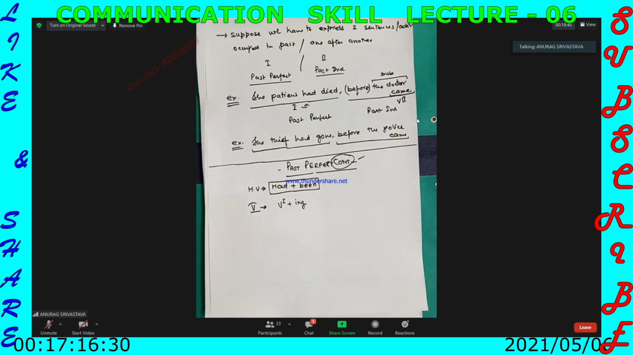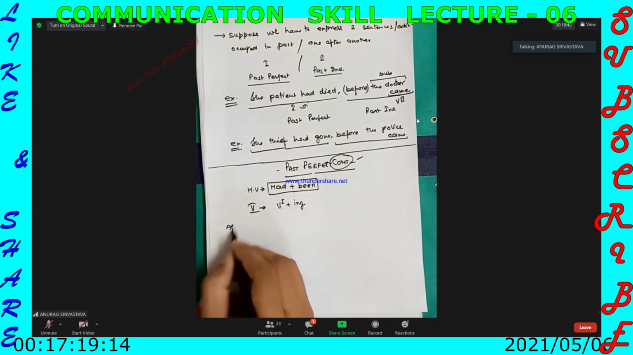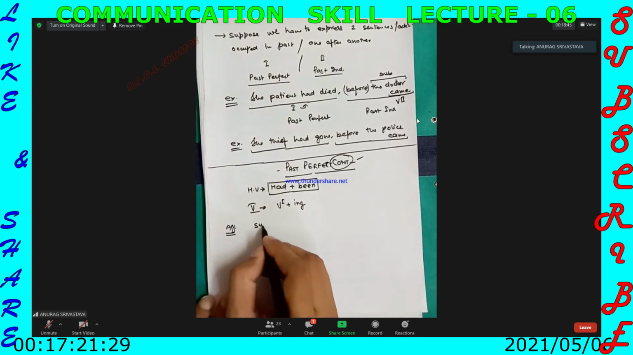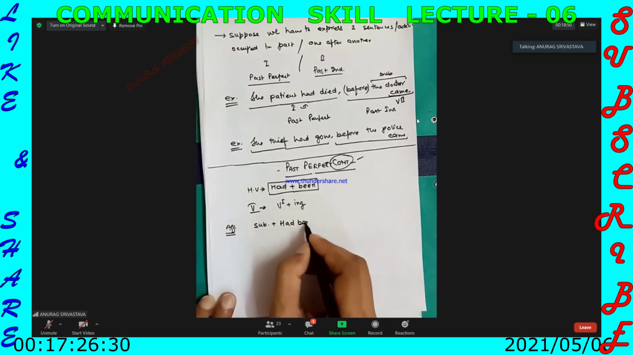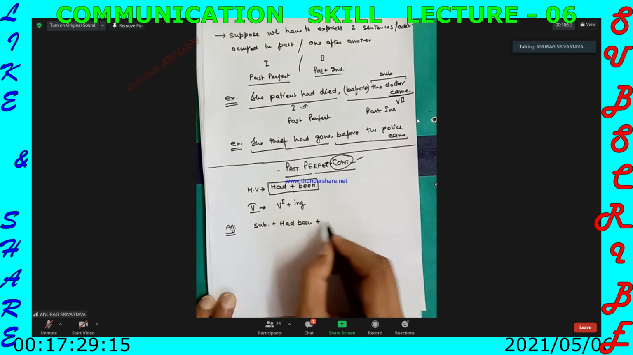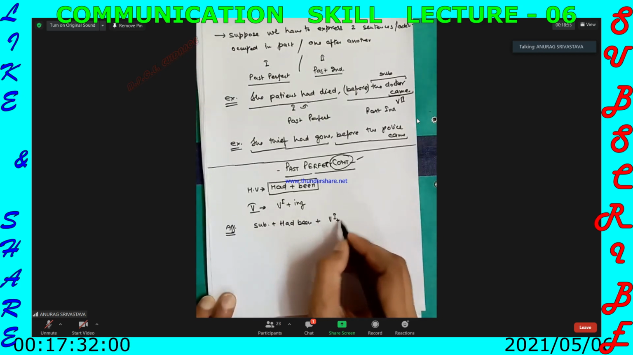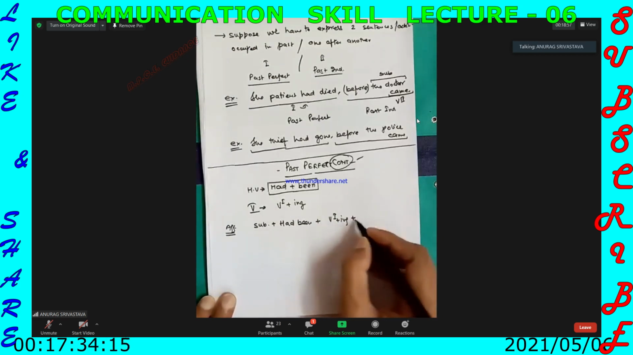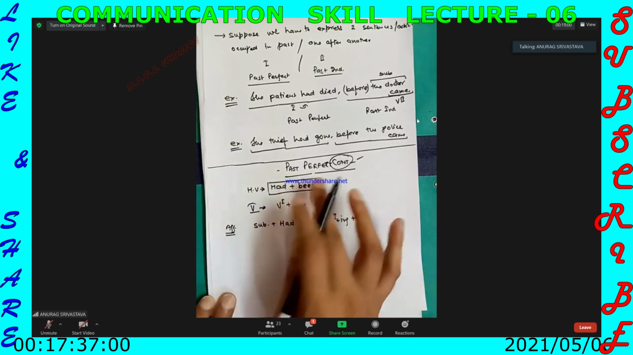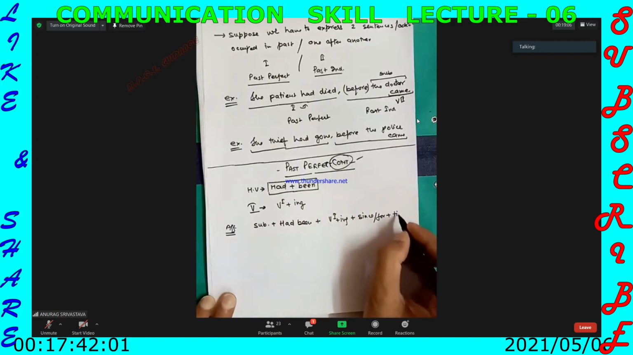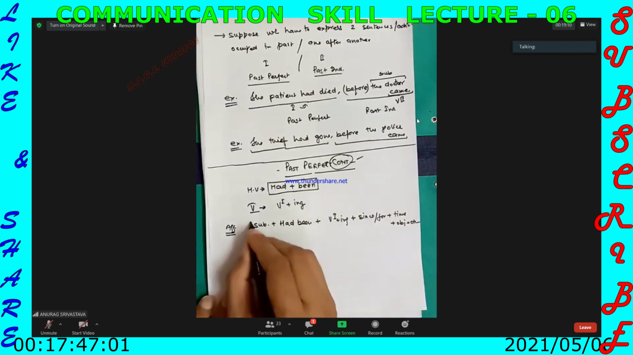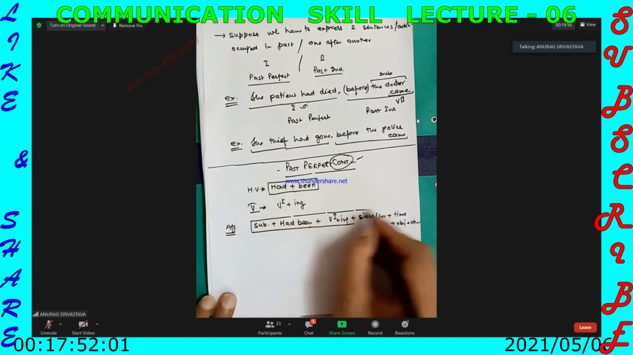So the complete format of the sentence for affirmative sentences is: subject plus had been plus verb first form plus ing plus, because it is past perfect continuous, since and for will be used with timing, plus object plus other. It is the format of the sentence written in past perfect continuous tense.